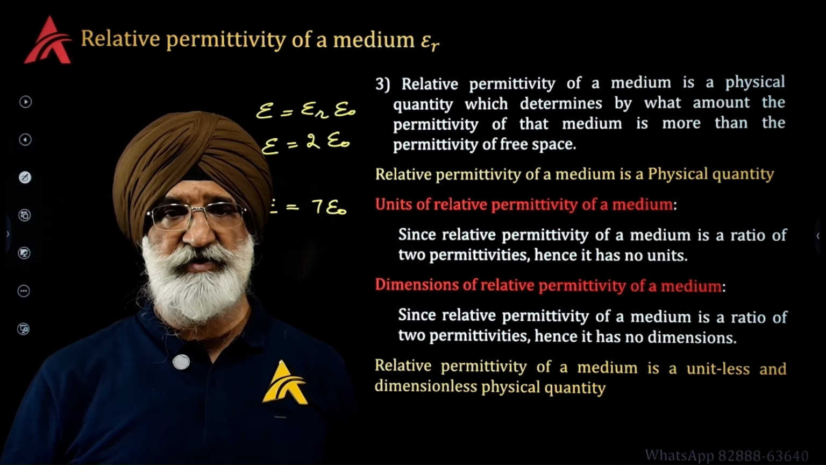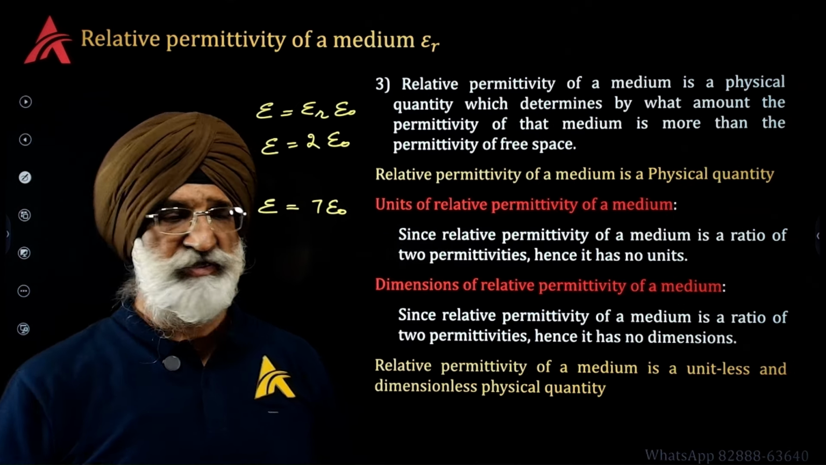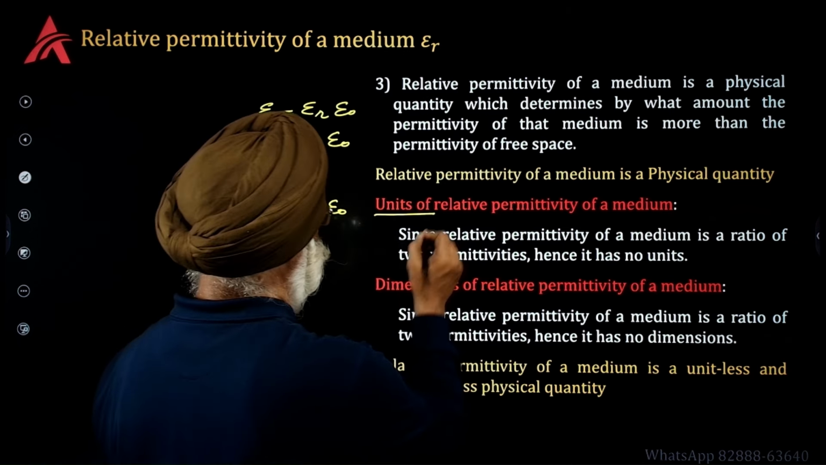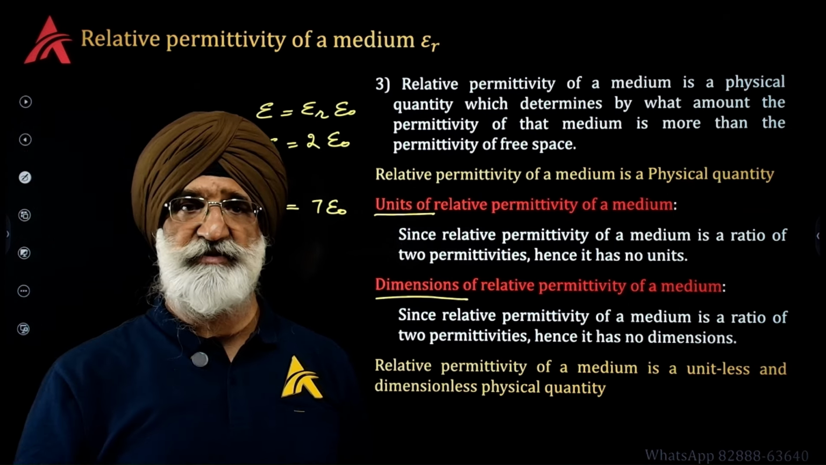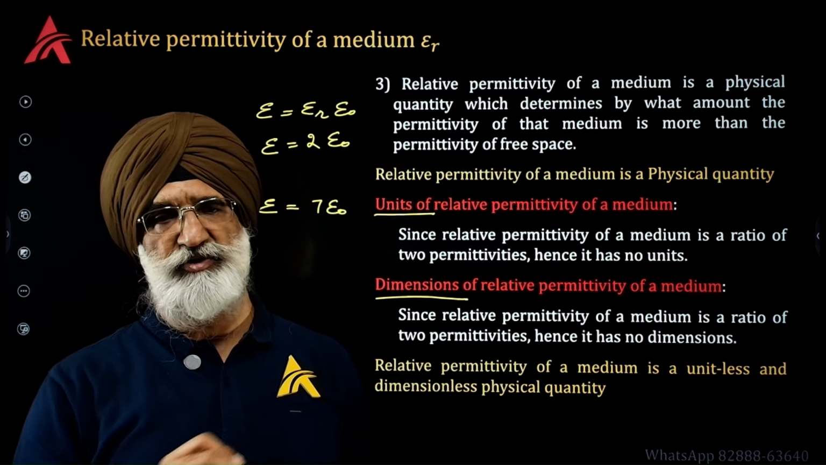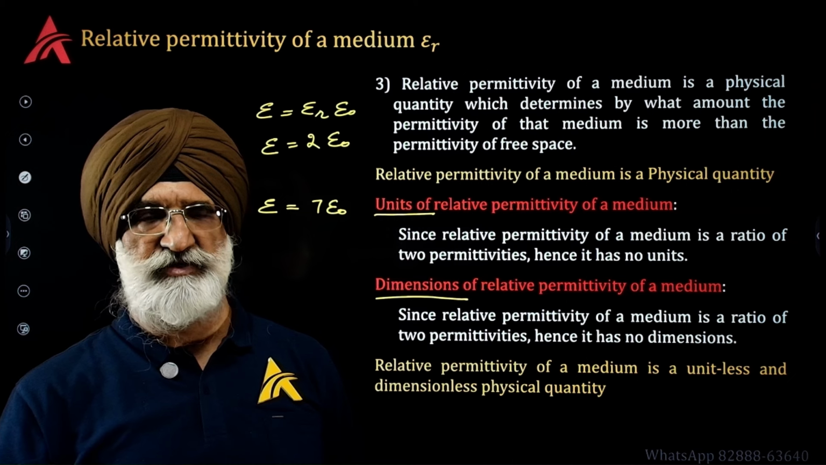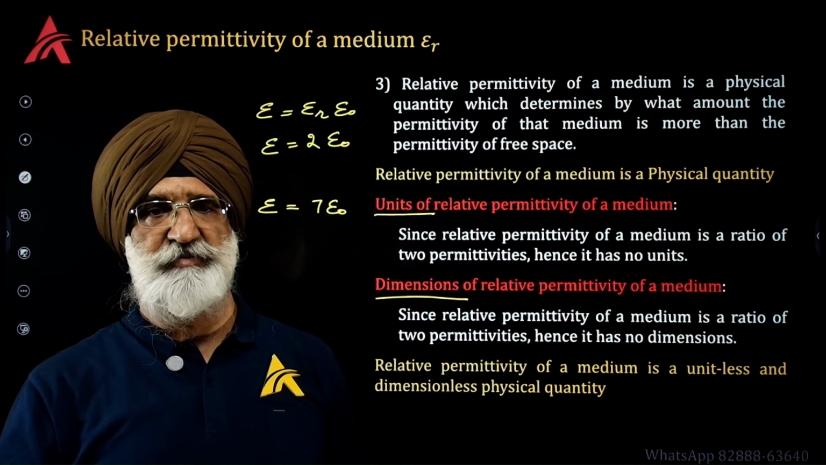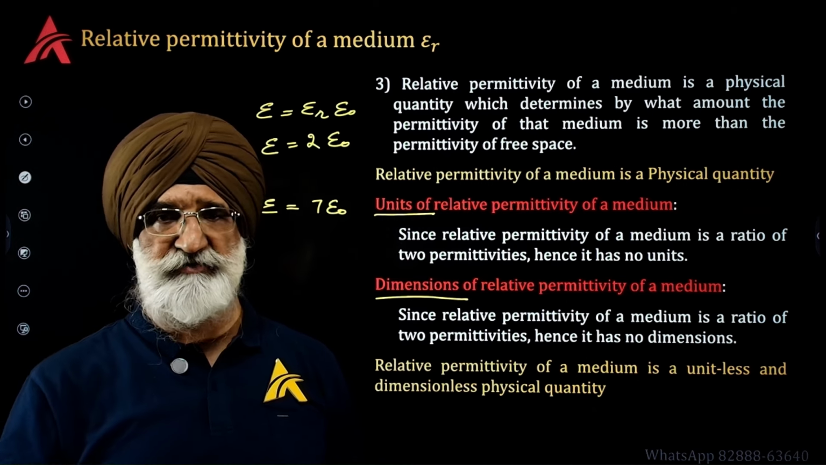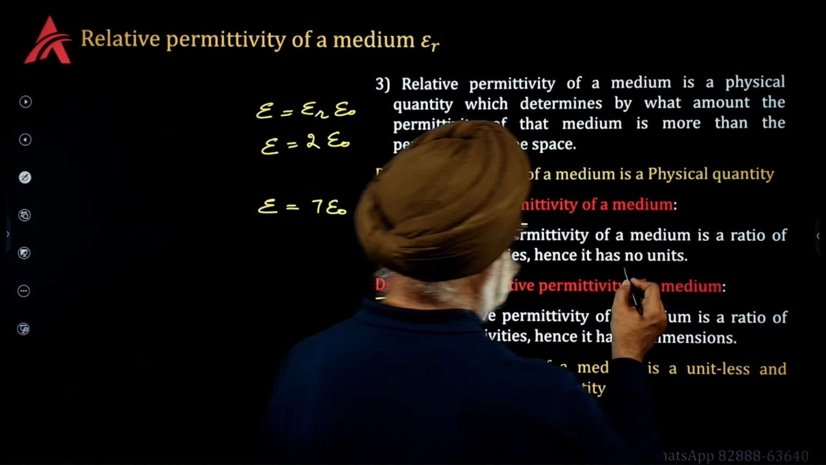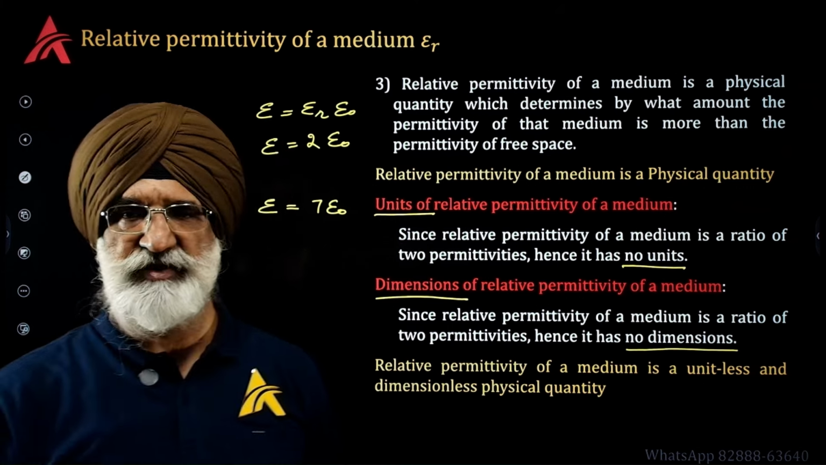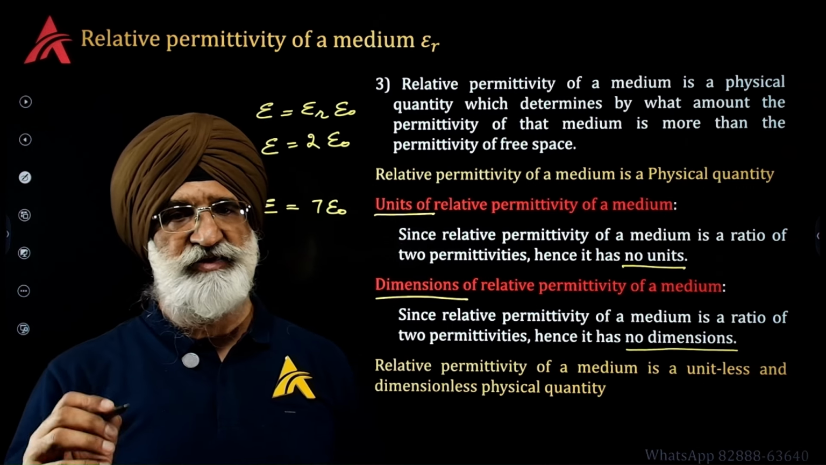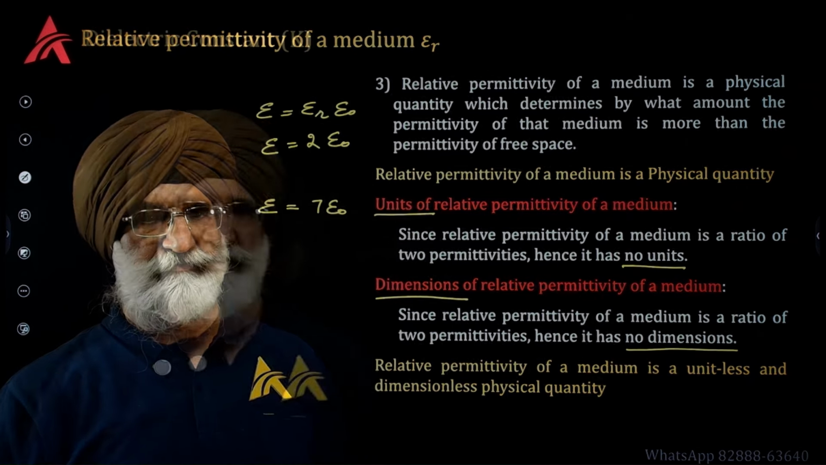Since relative permittivity is a physical quantity, it should have some units, some dimensions. Now in the case of relative permittivity, it has got no units, no dimensions. Why? Because relative permittivity is a ratio of 2 permittivities. It has got no units and no dimensions. Therefore, relative permittivity is a unitless and dimensionless physical quantity.